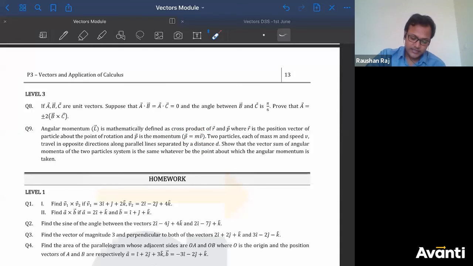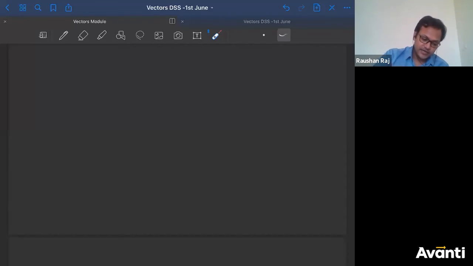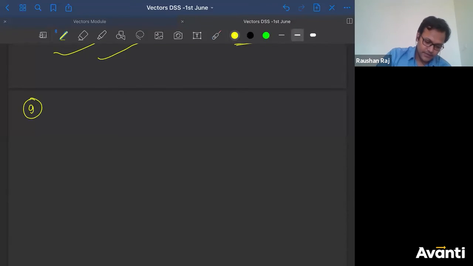Now it is told that two particles, each of mass m and speed v, travel in opposite directions along parallel lines separated by a distance d. So let me draw that diagram for you. Question number 9. So there are two parallel lines separated by distance d.